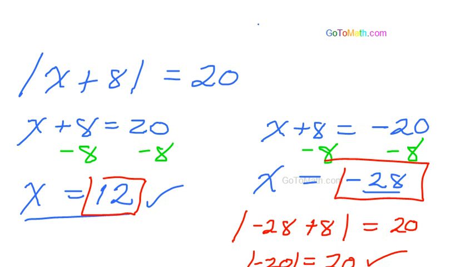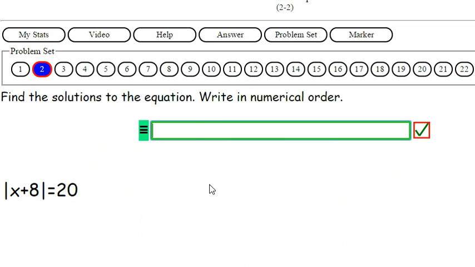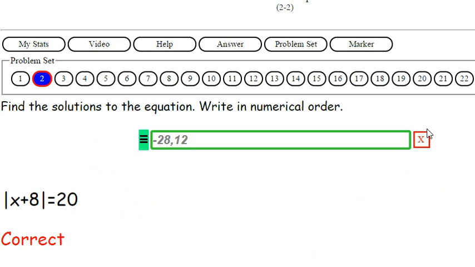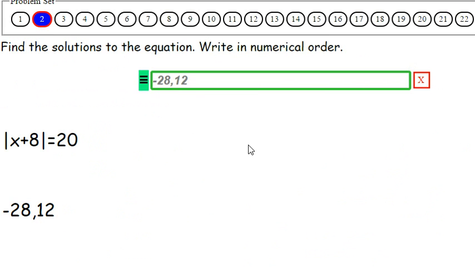And of course, I said we want to write those in numerical order. So -28, comma 12, and that's really just for the checkbox, but it doesn't matter. You could say 12, -28, doesn't matter which way, but remember, it's for this purpose only. -28, comma 12. Let's click on that. Correct. If you don't know the answer, you can always click there. And of course, you can always click on the video button up here and watch this video, which you've probably already done.